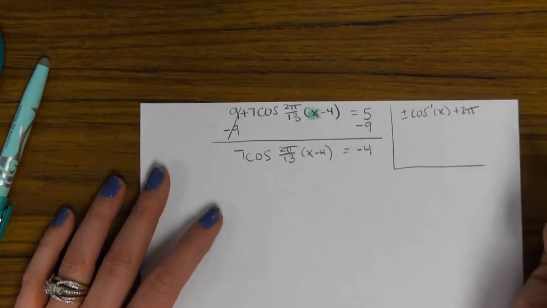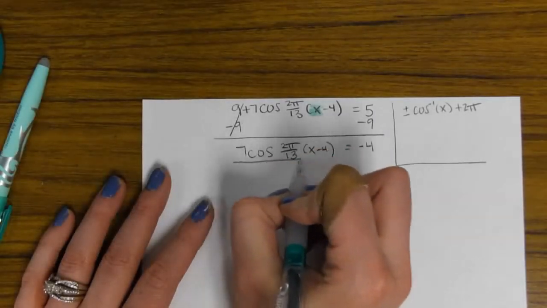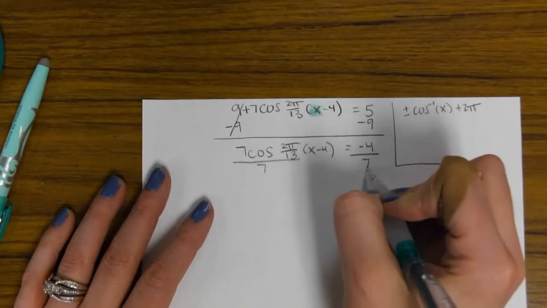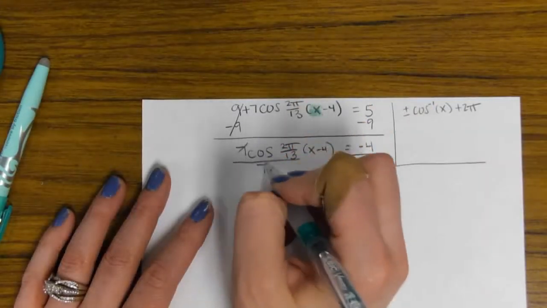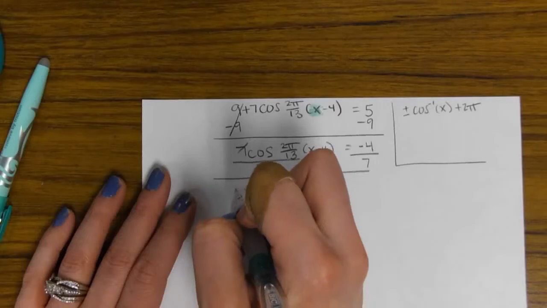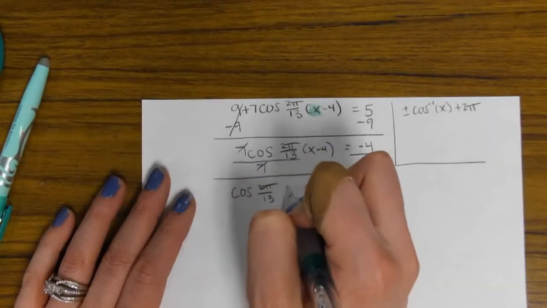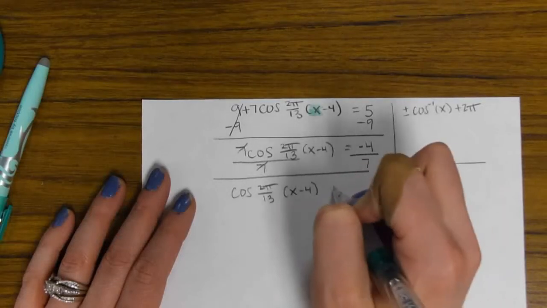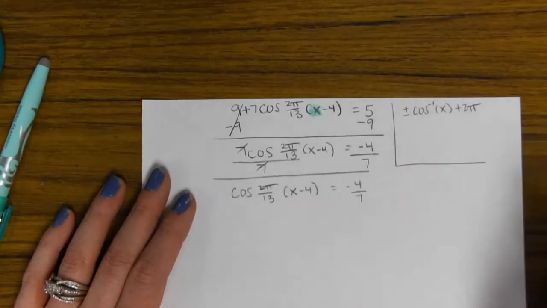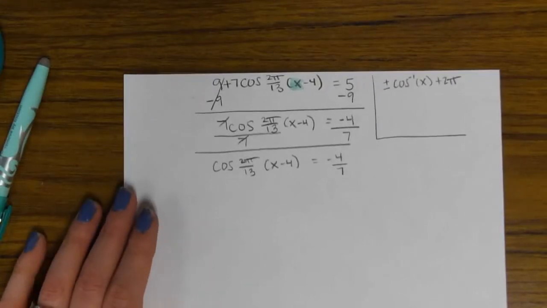Okay? And still just going with the algebra, we're trying to isolate the cosine. We're going to divide by 7 on both sides. So these 7's cancel out, and keep your work nice and neat. And so now we have cosine of 2 pi over 13 times (x minus 4) equals -4/7. For now, I would just leave that as a fraction. We can't reduce it, so for now, I would just leave it like that.